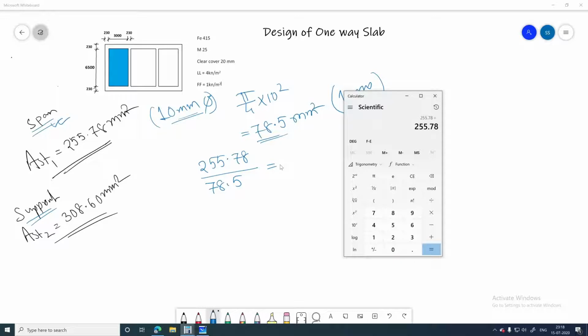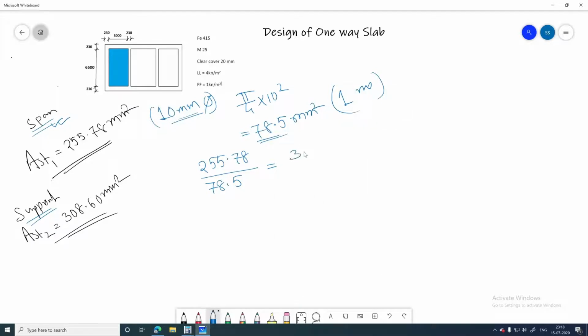255.78 by 78.5, so 3.258. So 3.258 numbers of bar. Is it feasible? Can we provide 3.258 numbers of bar? No, we definitely need to provide 4 numbers of bar, right? That means it should be greater than this particular value.